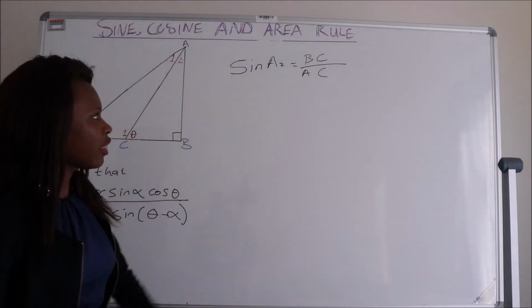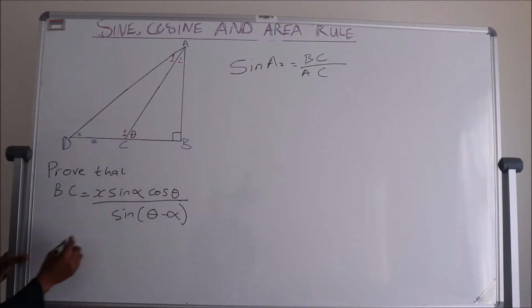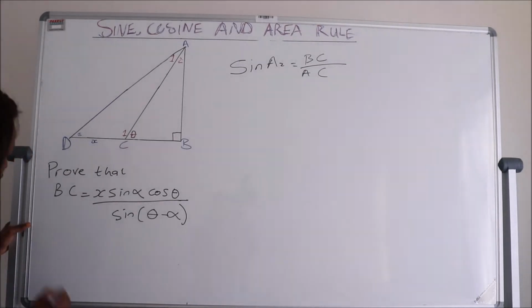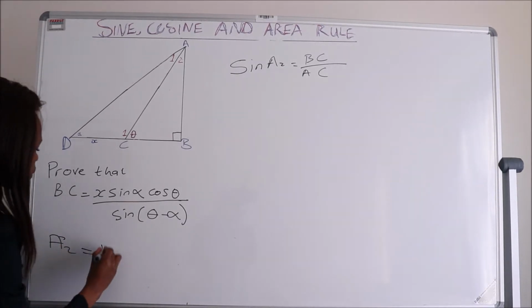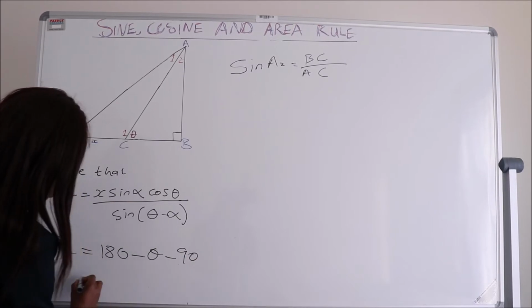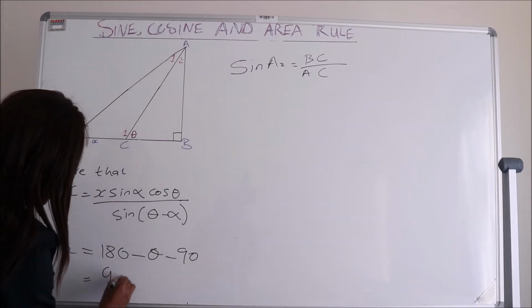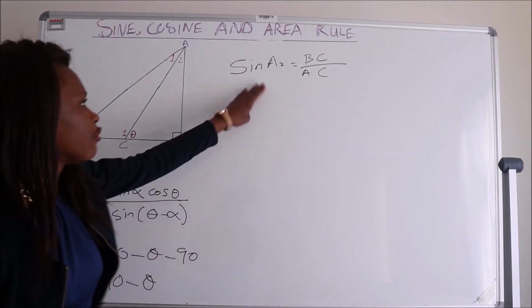Then to first find the first unknown, which is the angle A2, we know that the sum of angles of a triangle is equal to 180. Then the angle A2 will be 180 minus theta minus 90. So 90 minus theta. That is the angle A2.